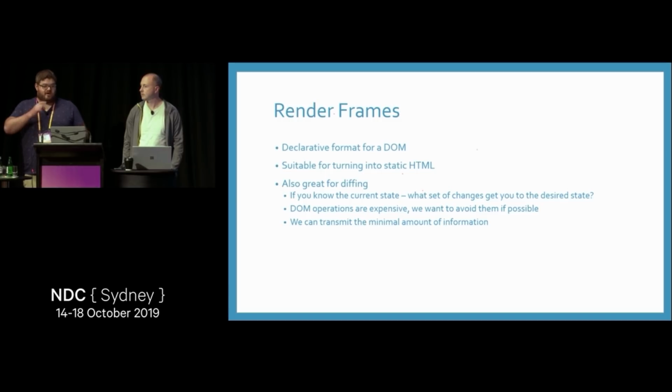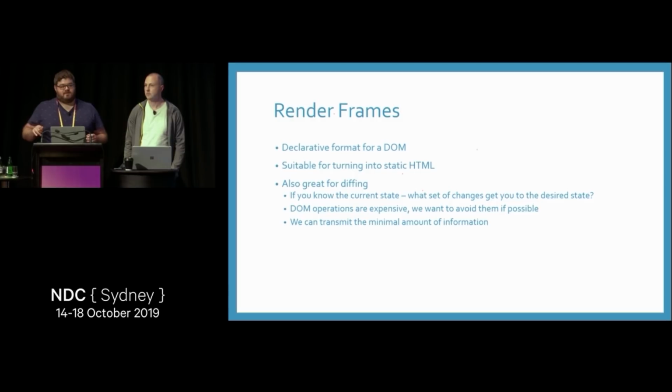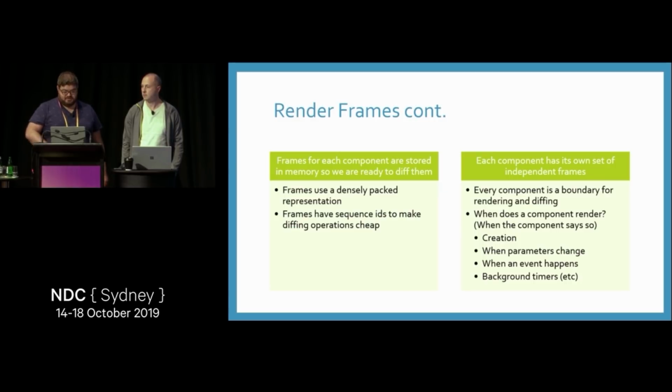The other reason why we care about diffing is both for Blazor Server and for Blazor WebAssembly, DOM updates are comparatively very expensive compared to all the other things that we're doing here. Things like running your rendering method or building the render tree or doing the diff itself are actually fairly cheap compared to doing things like updating the DOM. So we'd like to avoid updating the DOM when necessary. And we'd also like to ensure that we can transmit the minimal amount of information.